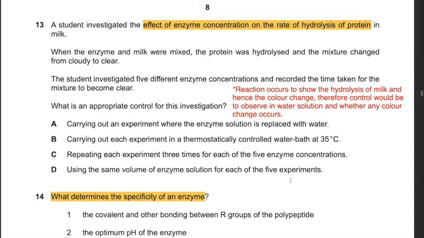Carrying out an experiment where the enzyme solution is replaced with water, because enzymes are needed to carry out the digestion of the milk and hence the color change. Without the enzyme solution, there would be no reaction as such occurring. Therefore, the appropriate control would be replacing the enzyme solution with water, and obviously we can conclude that there won't be any color change occurring when there is no enzyme present, and that is an appropriate control. Therefore, A is the correct answer.